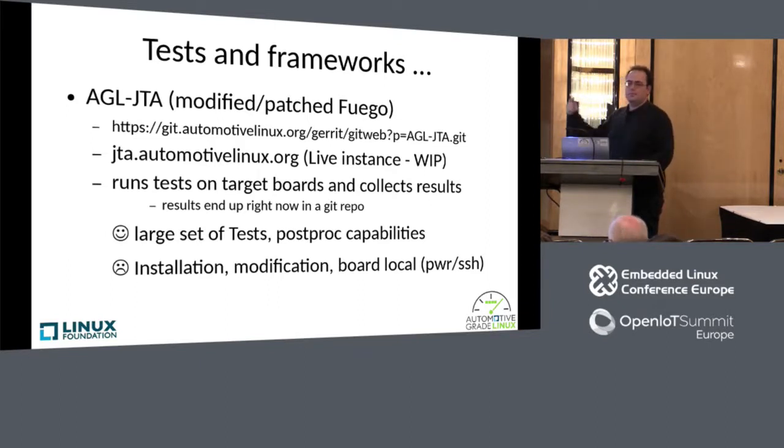You set it up, and whatever trigger is used. So basically JTA would be triggered, either it would poll Gerrit again, or it could be triggered by your CI build. And that's what we do right now. We let our CI build trigger a test run.